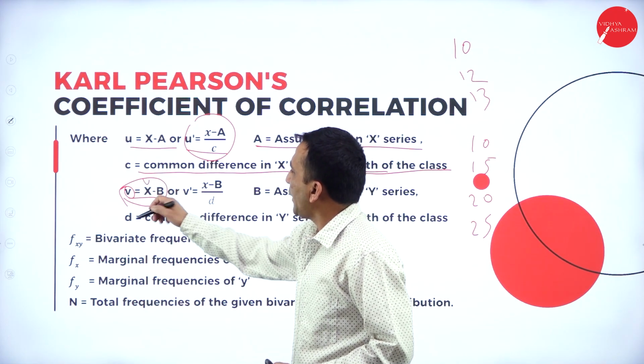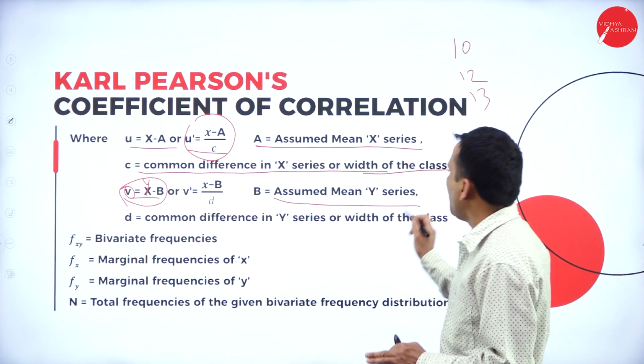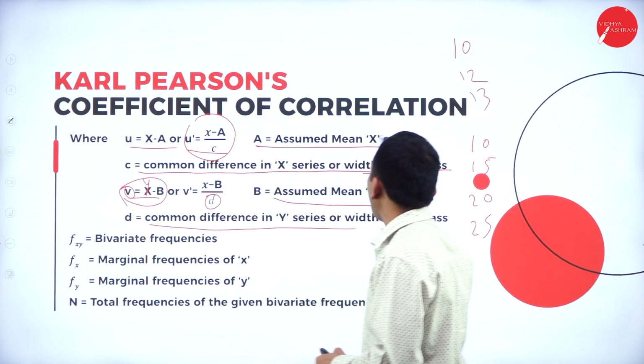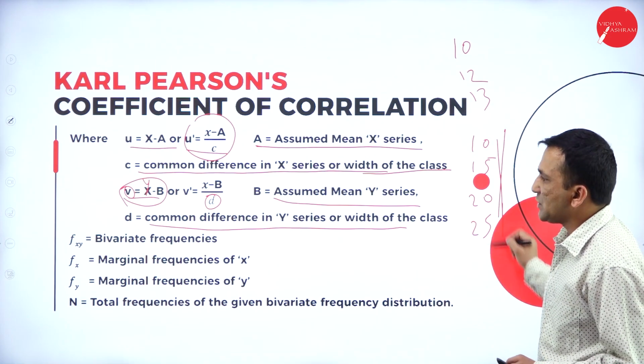Okay, y minus b. B is an assumed mean from the y series. Here we took d as the common difference for y. See here the common difference what you are getting.